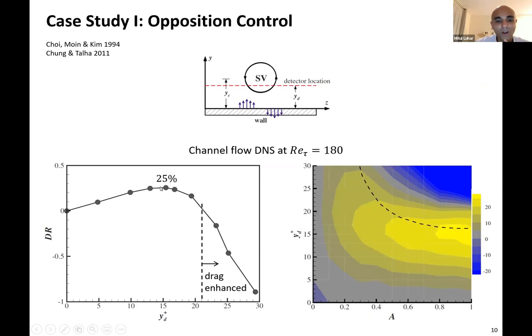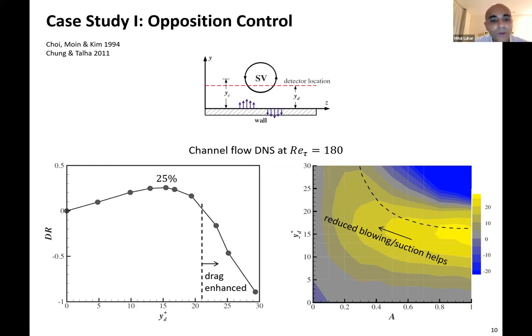So I already showed earlier that opposition control has been shown to be quite effective in simulations. As much as 25% drag reduction has been observed in simulations for appropriately chosen sensor locations. And then more recent work by Chung and Talha shows that some of this drag increase, this performance deterioration for higher sensor locations, can be alleviated by reducing the amplitude of the blowing and suction. So for example, what this plot is showing is that as you raise the sensor plane, if you blow at, let's say, only 20 or 30% of the sensed wall normal velocity, you can get back some of the performance deterioration. So instead of getting drag increases, you might get some drag decrease, even though it's not as large as the 25% observed for the classic opposition control with A of one.